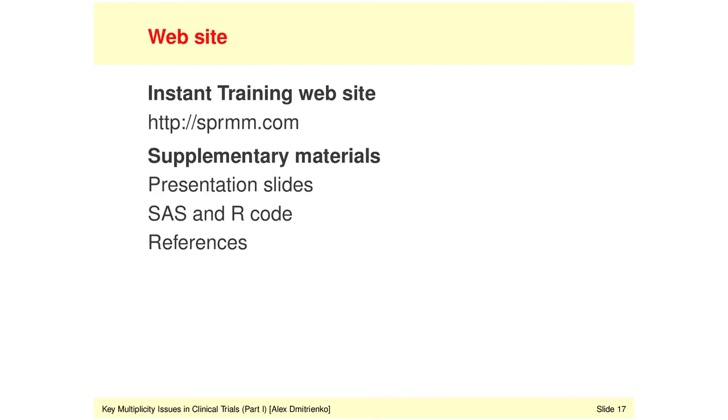I would like to say that you will find supplementary materials for this online training course on the Instant Training website, sprmm.com, and on the main page you will find a section entitled Supplementary Materials, and you will find a link to download a copy of this slide set and also a link to the SAS and R code that you can use to implement the multiple testing procedures we're going to discuss in this course, and there will also be a list of references to make it easier for you to find the relevant publications.